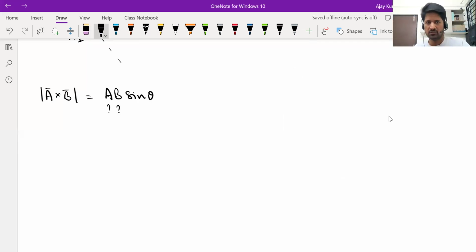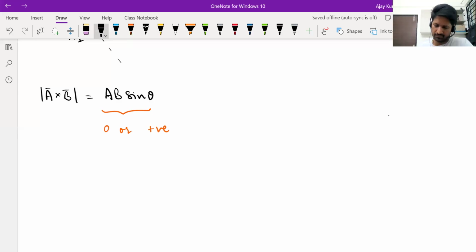So theta lies in the range 0 to 180. In the range 0 to 180, sine theta is either 0 or positive. It can never be negative. From 0 to 90, sine increases. From 90 to 180, sine decreases, but it's always positive. Sine 0 is 0, sine 180 is 0. For any angle between that, sine is positive. Therefore, the magnitude of the cross product AB sine theta, if you use the formula this way as it is, will either be 0 or positive. There is no chance of this term becoming negative at all. So we can use this for the magnitude of cross product because magnitude can never be negative.